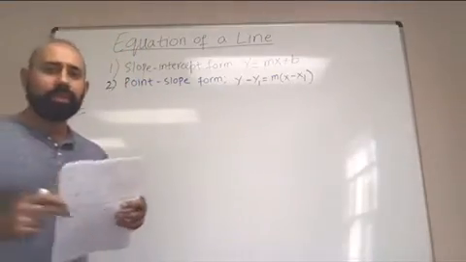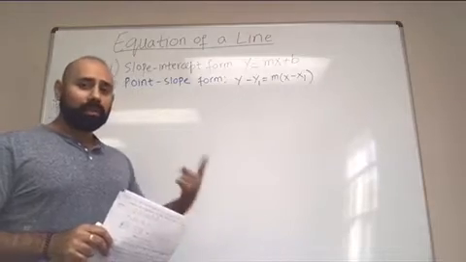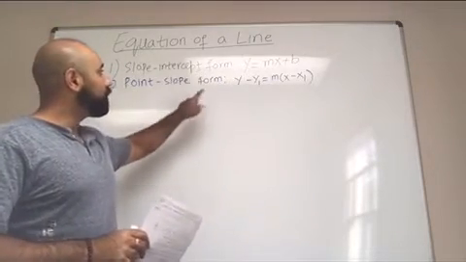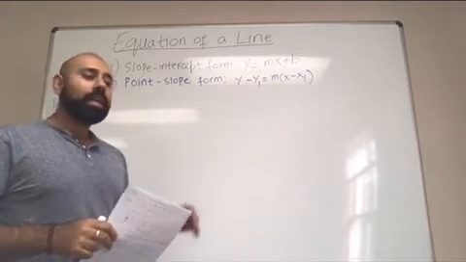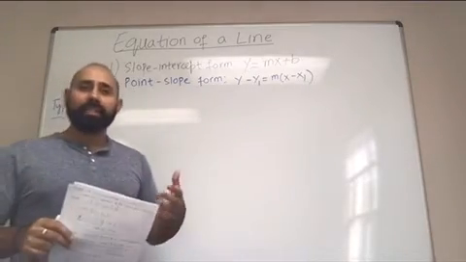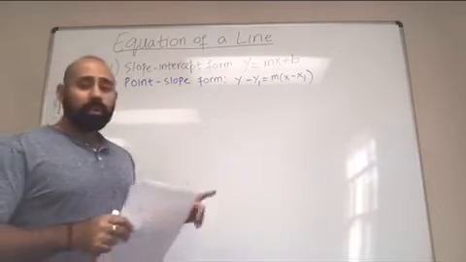So in the previous video, we talked about two ways of expressing an equation of a line. One of them is the slope-intercept form, and the other one is the point-slope form. Now let us look at some examples. I like to broadly classify these examples into four types, so I'm going to show you all the four types. Let us start with the first one.